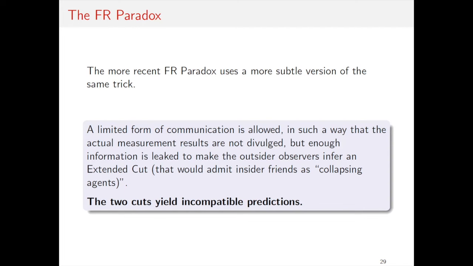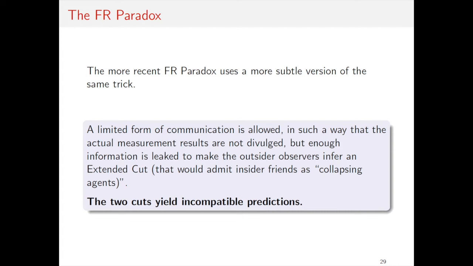Now, this more recent F-bar paradox, which probably I will not have time to explain in detail, in a way is a more subtle version of the same. It allows for a limited form of communication. Now, there are four agents, two Wigners and two friends, in two boxes, two labs. The Wigners are outside, the friends are inside, and they observe something. And there is a little bit of leaking from one lab to the other, and a limited form of communication.